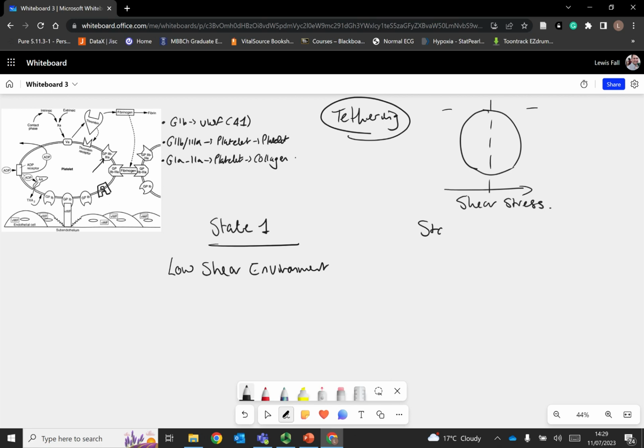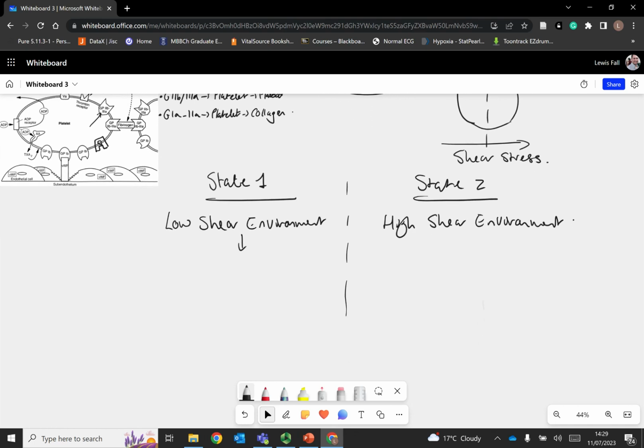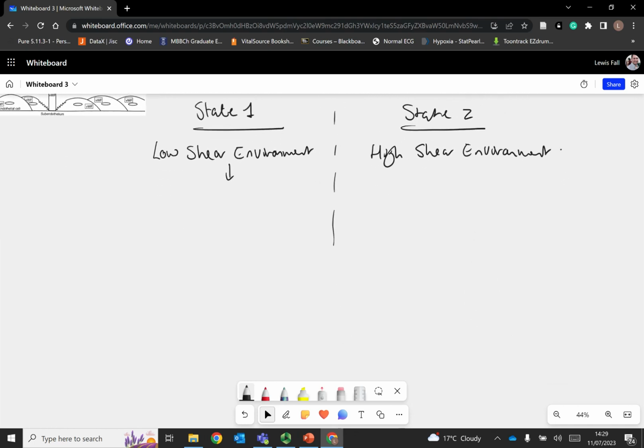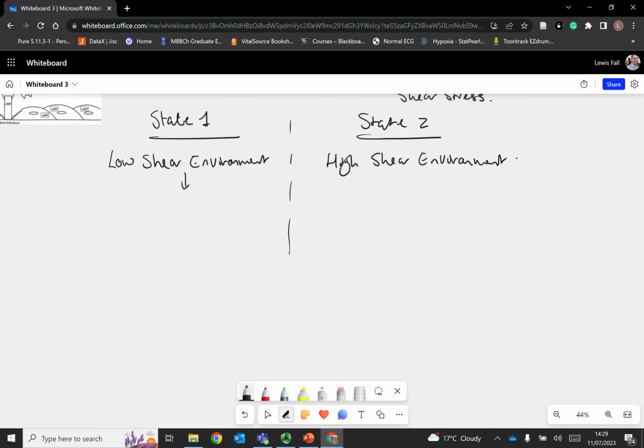State 2 is a high shear environment. All right. Now, what happens in your low shear environment, if you just move this up here like this, so we're just talking about this now, we can concentrate on it a little bit better.